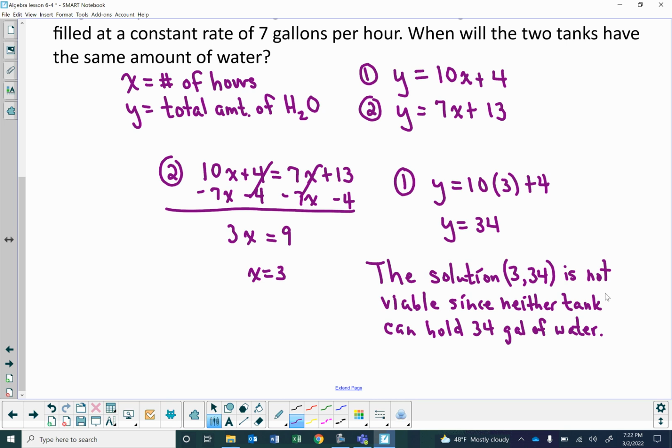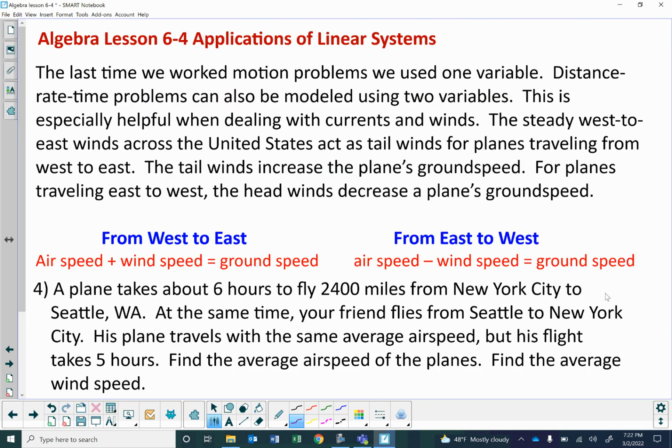Now, if you recall, back in chapter 2 or so, we worked with motion problems. That's distance, rate, time problems. And we always solved them using one variable. Now, distance, rate, time problems can also be modeled using 2 variables. In fact, I find them a little bit easier to solve when they are in 2 variables. This is especially helpful when you're dealing with currents or wind.